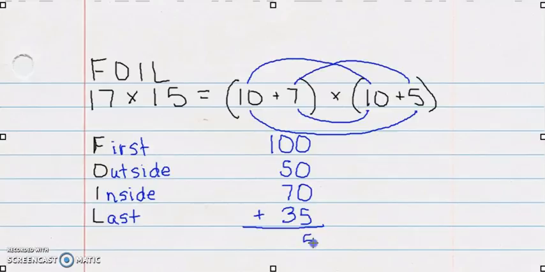We get 5 here, and then we add 5 plus 3 is 12, 13, 14, 15. Carry the 1. 5 plus 7. And 17 times 15 is 255.